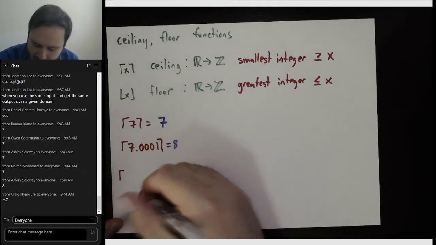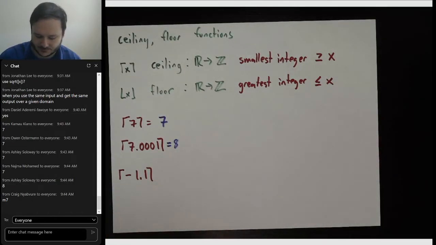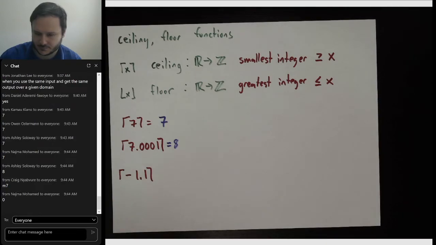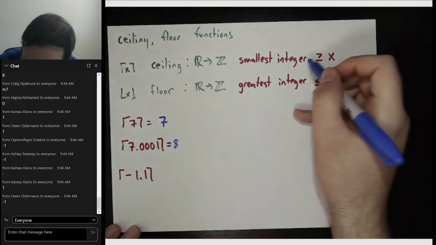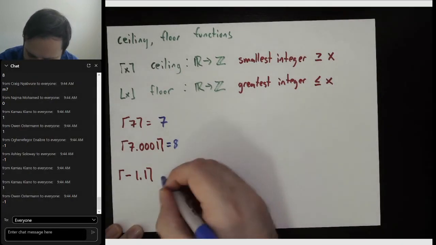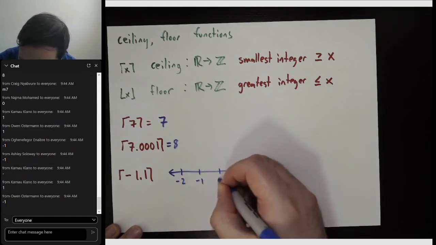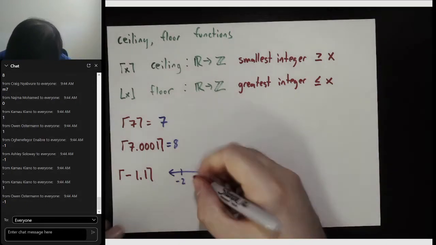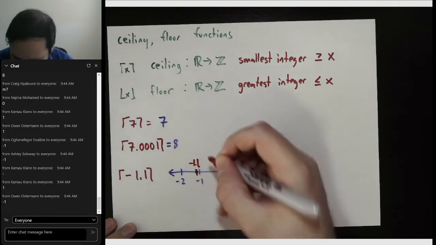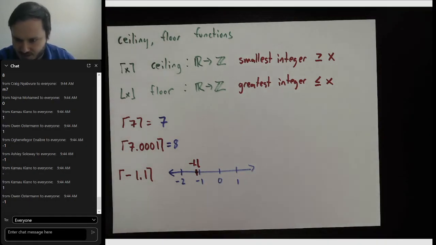What is the ceiling of negative 1.1? There we go. Lots of answers. I want the smallest number that's bigger than minus 1.1. So I look at my number line, and I have -2, -1, 0, 1, and I find -1.1. It's right here. And I look for the first integer that's bigger than it, and that gives me -1. So this is equal to -1.